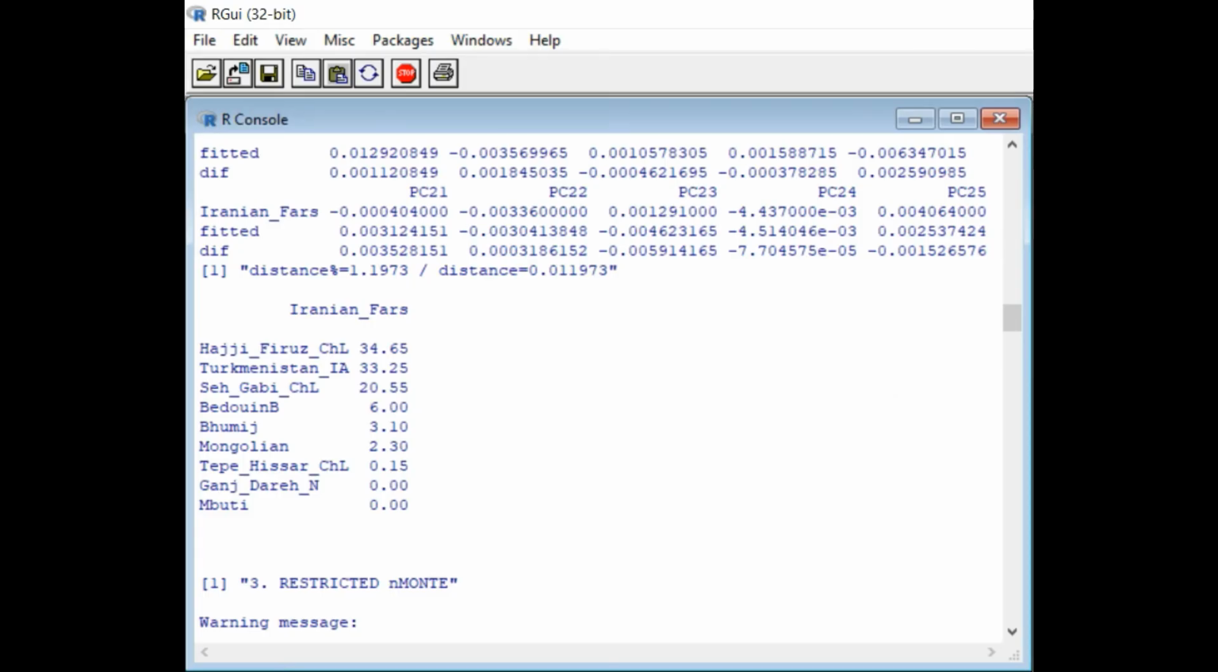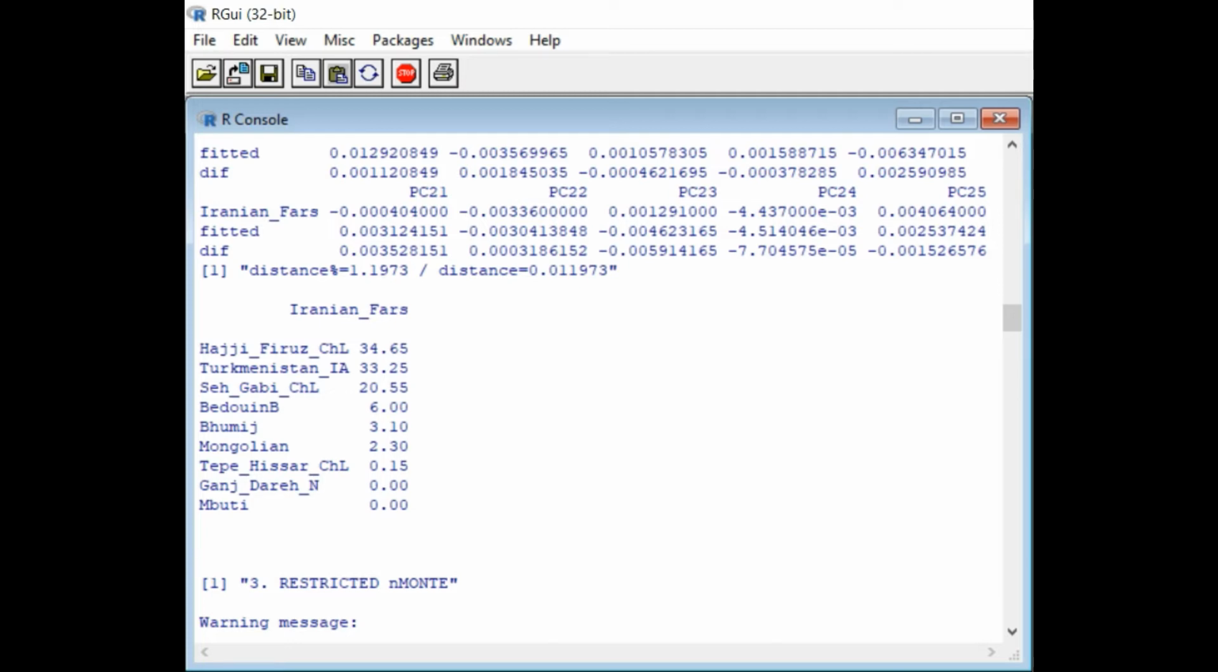So here are the calculations for the Iranians from Fars. Again, I will explain this right now. Haji Firuz Chalcolithic and Saga B Chalcolithic are obviously the Chalcolithic Iranian sites. Turkmenistan Iron Age is the early Iranian, so the Iranians who were most similar to the ones who spread the Indo-European languages. Then you have the Bedouins, so this is Semitic related admixture. And then you have Bhumij, which is ancient South Asian admixture, not the South Asians who were admixed with Neolithic Iranian farmers as was found in Shahri Sokhta, but the pure ancient South Asian admixture. And then you have 2% Mongolian.